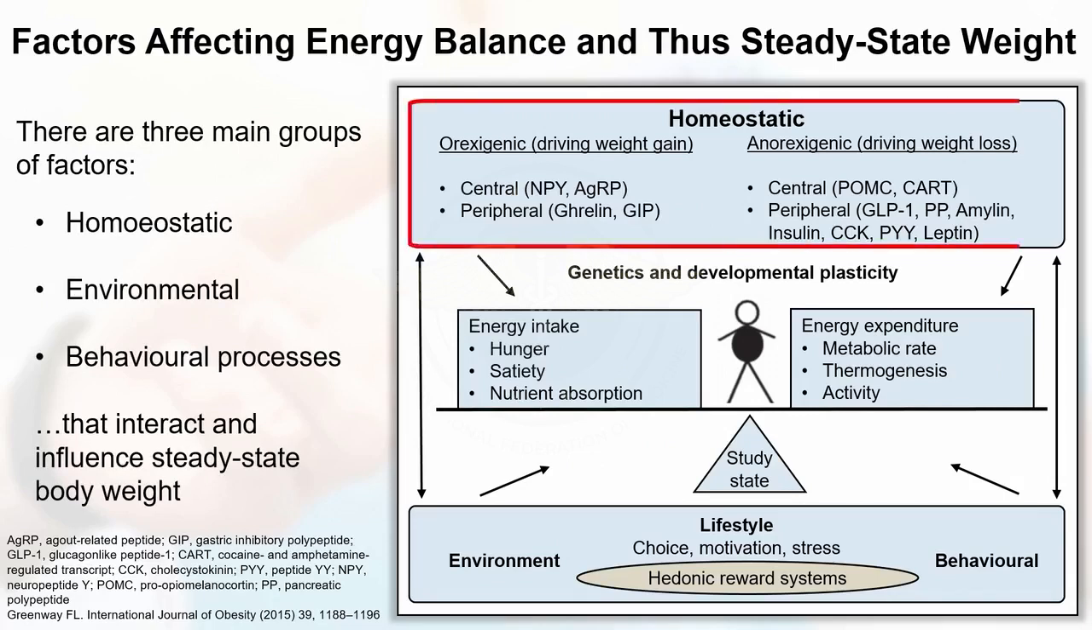Now, coming to homeostatic, I just told you there are central and peripheral. Peripheral is usually these hormones. Now we'll divide them into two: homeostatic factors driving weight gain and homeostatic factors driving weight loss. Very simple to understand. In our hypothalamus, we have two populations of neurons. One is known as orexigenic and the other anorexigenic.